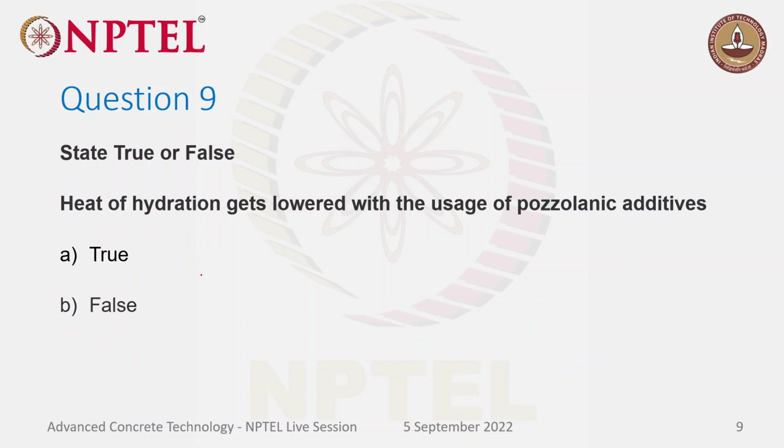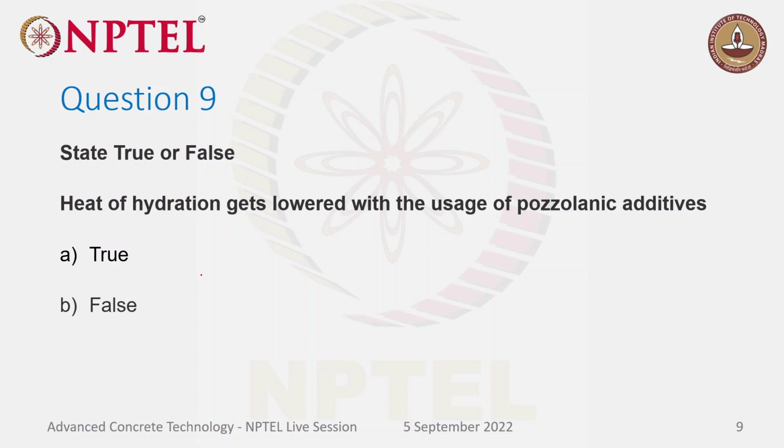Okay, now let's move to question 9. So here is the statement: heat of hydration gets lowered with the usage of pozzolanic additives. I think with the lectures you will get to know we can measure the reactivity of cement and pozzolanic blended cements with heat of hydration measurement. Here they are saying heat of hydration will get lowered with addition of pozzolanic additives to ordinary Portland cement. This is the statement. Tell whether it's true or false.